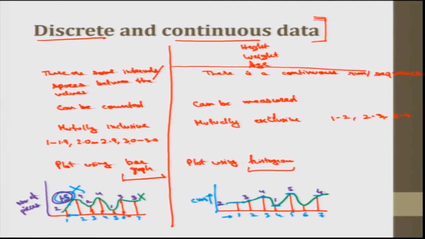So that is why just the bar graph is used. Okay, here the histograms are used because a histogram is actually connected to each other. If I draw them as a histogram, it will be connected like this.